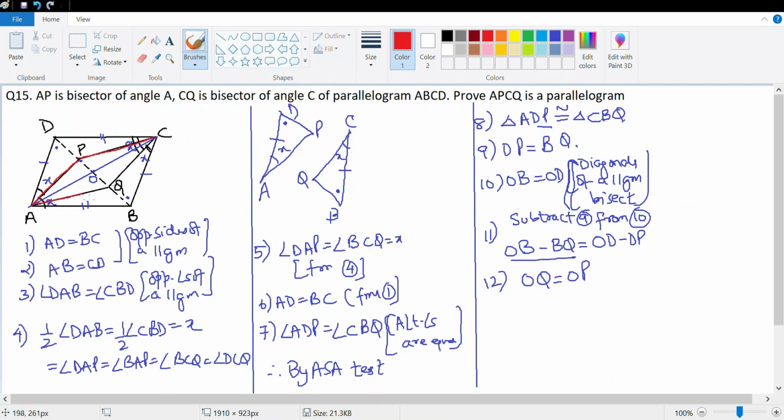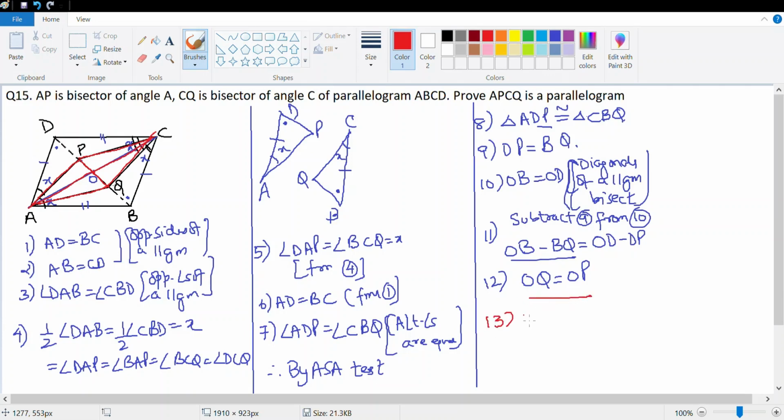APCQ, these are nothing but the diagonal, intersection of the diagonals. Perfect. So I've been able to get it. Let's write that down in English. That's OQ is equal to OP. We've done it.